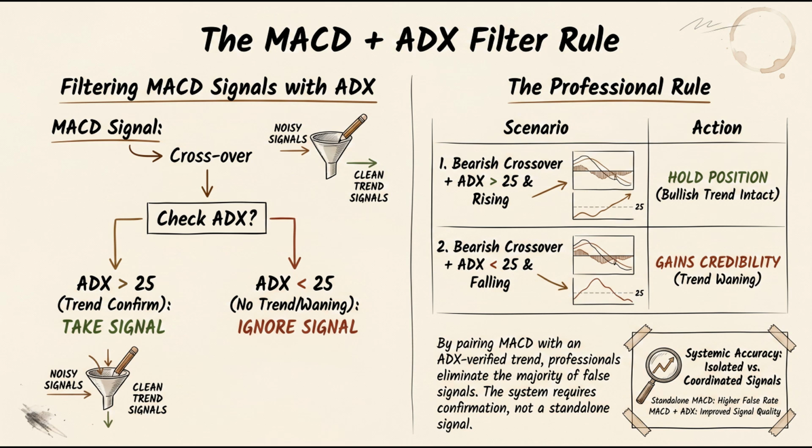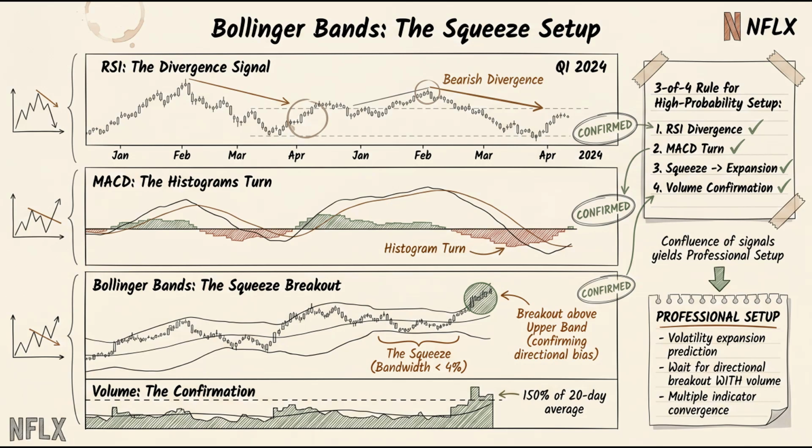A Bollinger Band squeeze happens when the bands narrow to their tightest range in at least 6 months, measured by the bandwidth indicator. When bandwidth drops below 4% on a major index or stock, it signals that volatility has compressed to an unsustainable level. The squeeze doesn't tell you which way the price will go, only that an expansion is coming. Professionals wait for a closing break above the upper band or below the lower band, accompanied by volume at least 150% of the 20-day average, before they make a move.